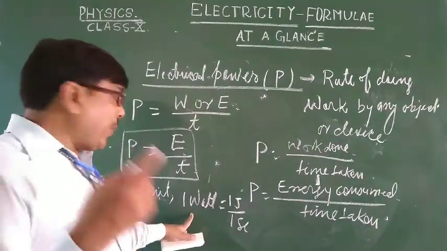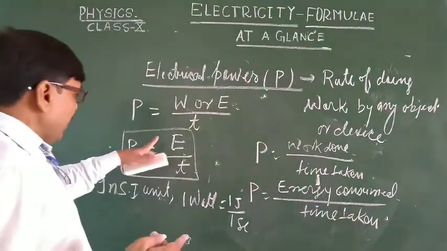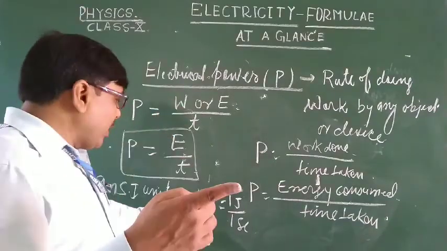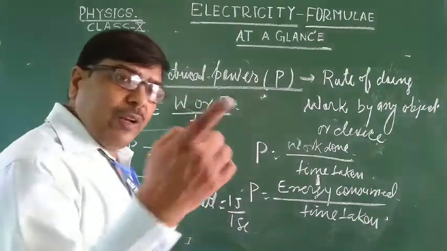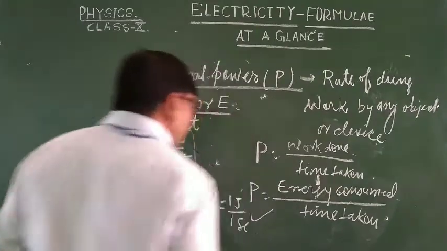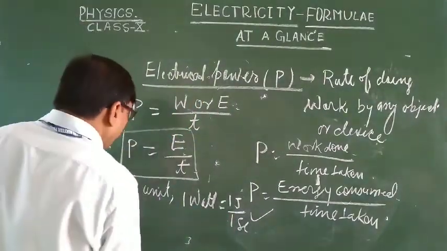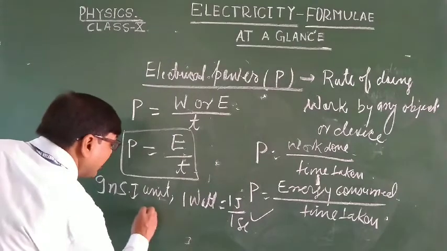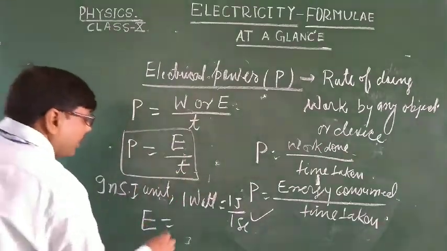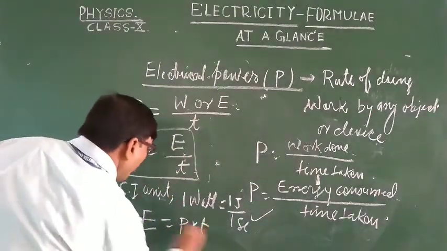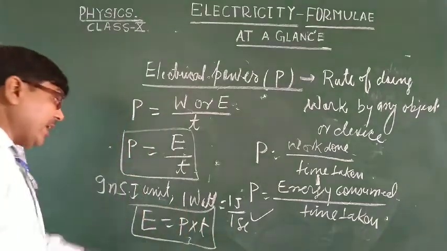1 watt is the power which uses 1 joule of work in 1 second. So this is easily defined. Now, once again, E is equal to PT. E is equal to PT.